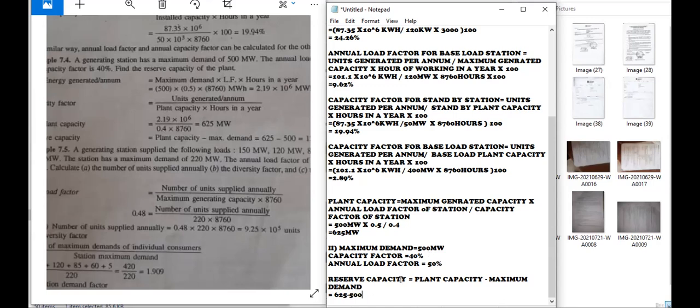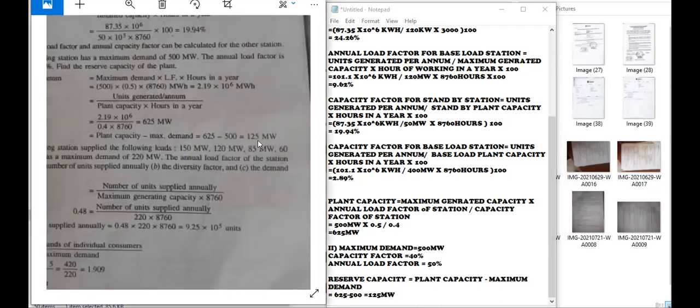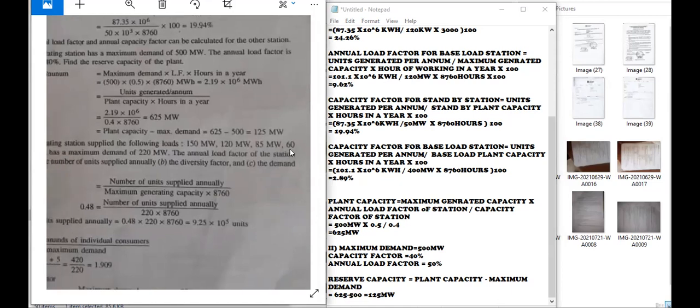So six to this. Plant capacity minus maximum demand, that is reserve capacity. The answer will be 125 megawatts. Let me check his answer. It's 125, I see it. Demand is equal to maximum demand. Yes, it's correct. So we have solved that question.